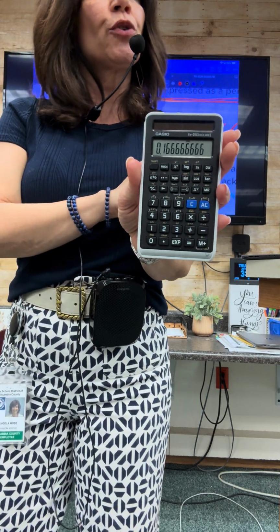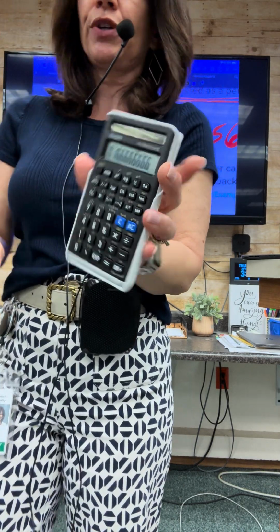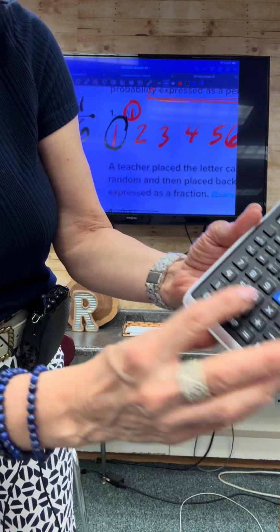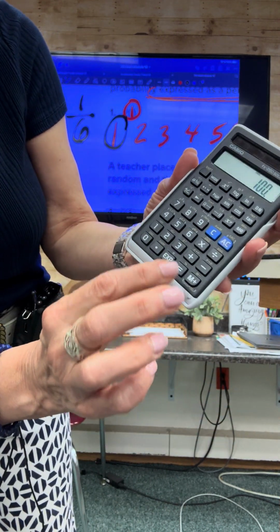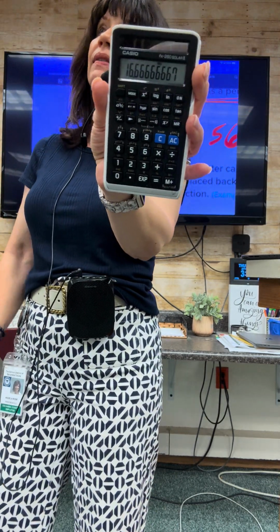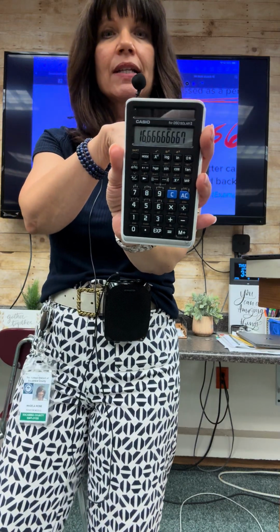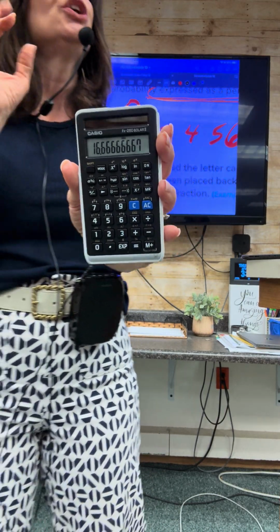Now you want to turn this into a percent. When you turn a number into a percent, you can either scoop the decimal 2 times to the right, or you can say times 100. So do that now. Times 100 equals 16.6666, and then it has a 7 at the end, but they rounded at the end. It was really a 6 that kept repeating after the decimal. You're going to round to the nearest whole percent.